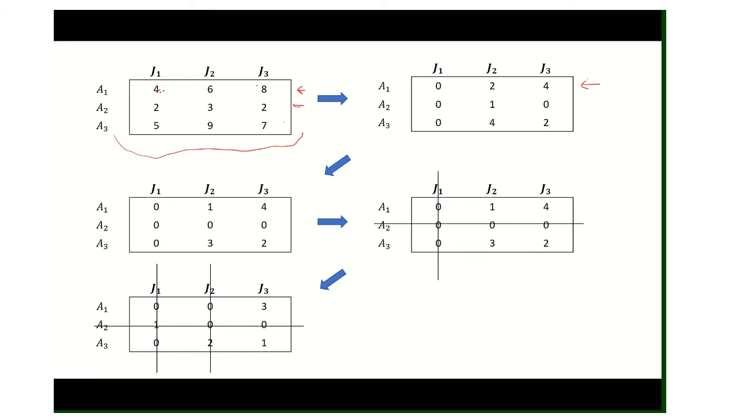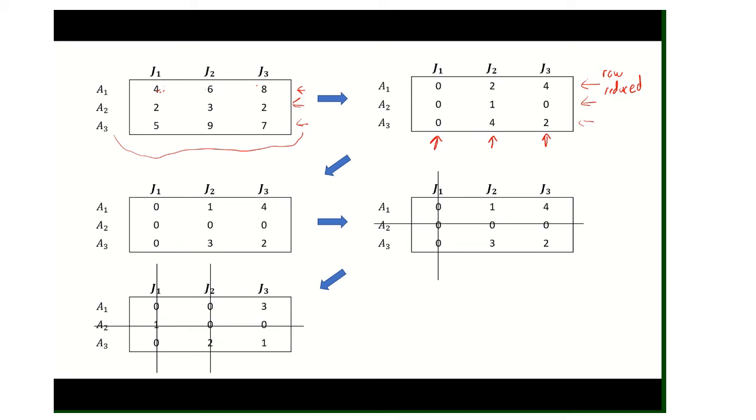Look at your second row. 2 is your smallest number here. Subtract it from everything, and so on. Your third row, 5 is the smallest number. Subtract it from everything in that row. That is your row reduced tableau. Now start looking at all the columns.